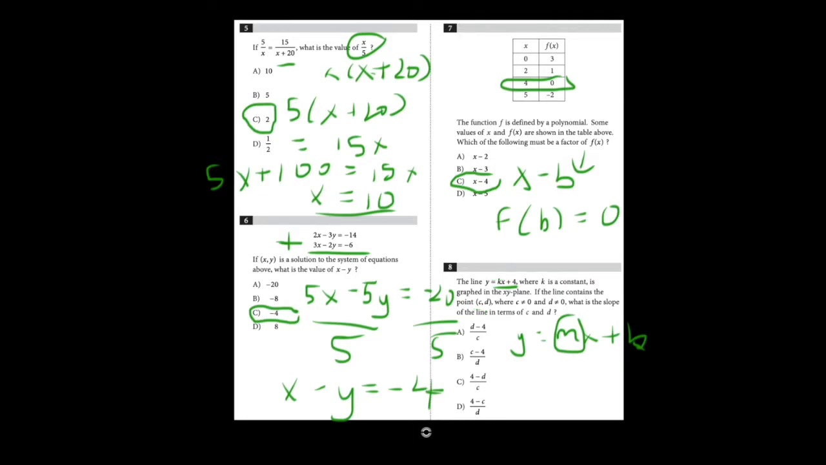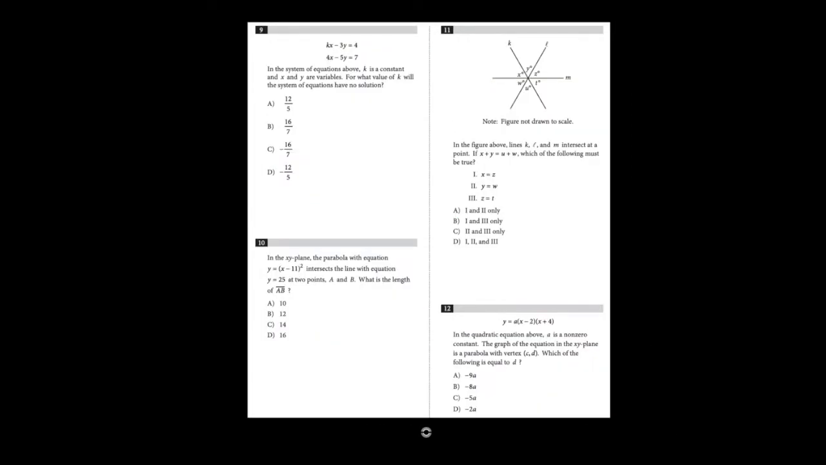So let's do that. The d goes in for y, m we know is k, times c plus 4. And all we've got to do here is solve for k, solve for the slope. So we know that k is equal to d minus 4, the whole over c, and we see that as our answer of A. I'm going to switch colors now because I'm sick of green.